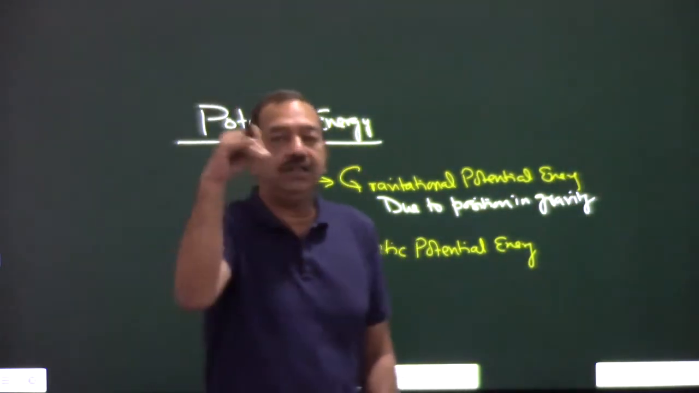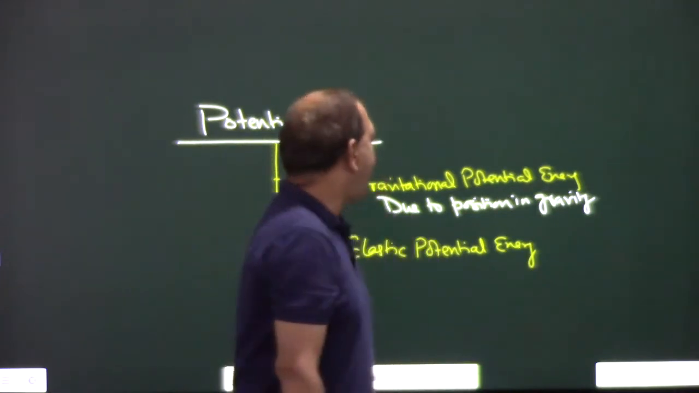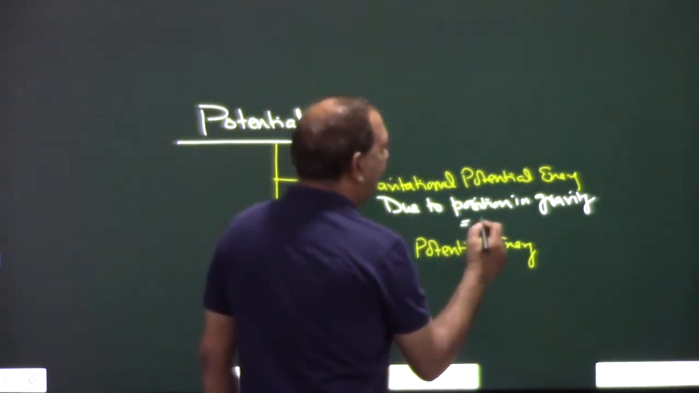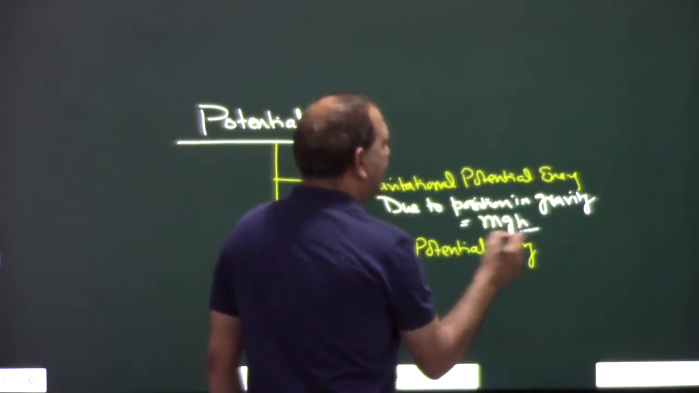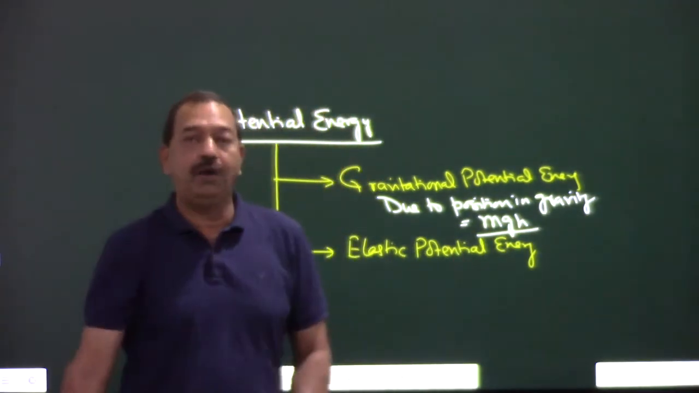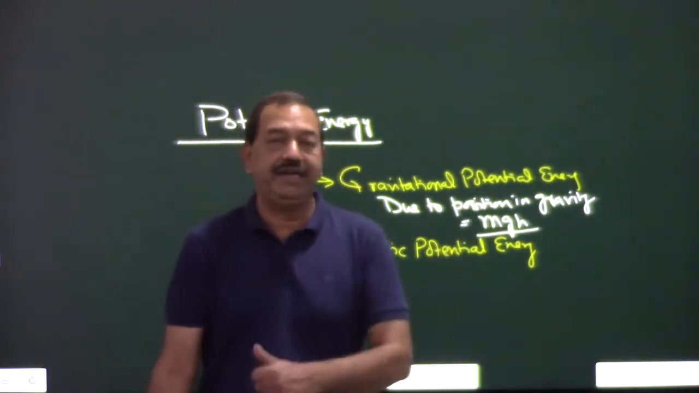At what height the object is placed, and this we know is given by mgh, where h is the height of the object. Right, we'll derive this mgh.